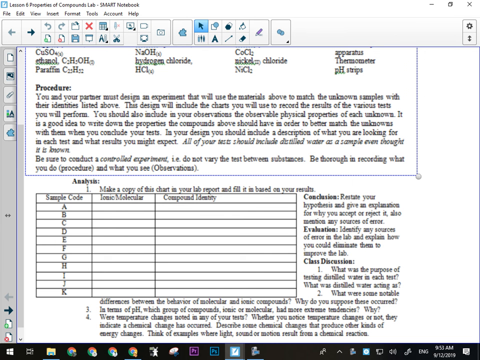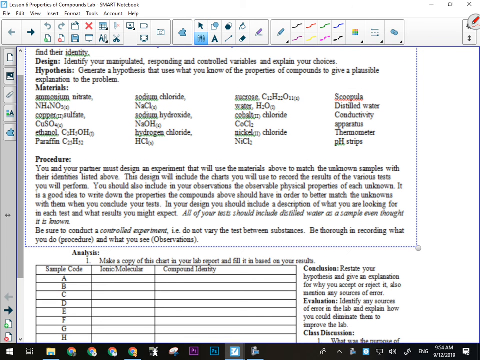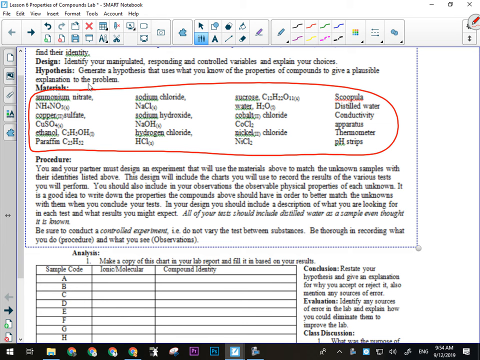Okay, so now that we've finished the procedure for the lab, you now have all of your observations in your observations chart. The analysis is this chart here. You're going to have your sample code, like A, B, C, D, whatever. You need to identify whether it's ionic or molecular in this column. We know which test is going to tell us that. And then you have to decide which of these compounds up here in the materials is the identity for each one.